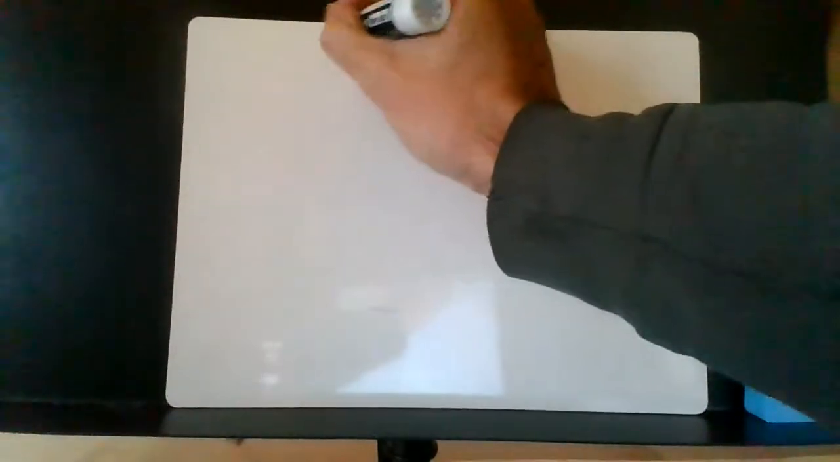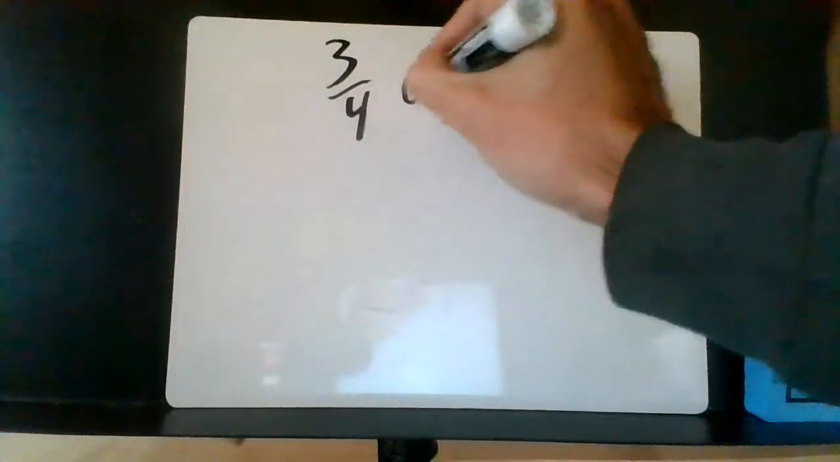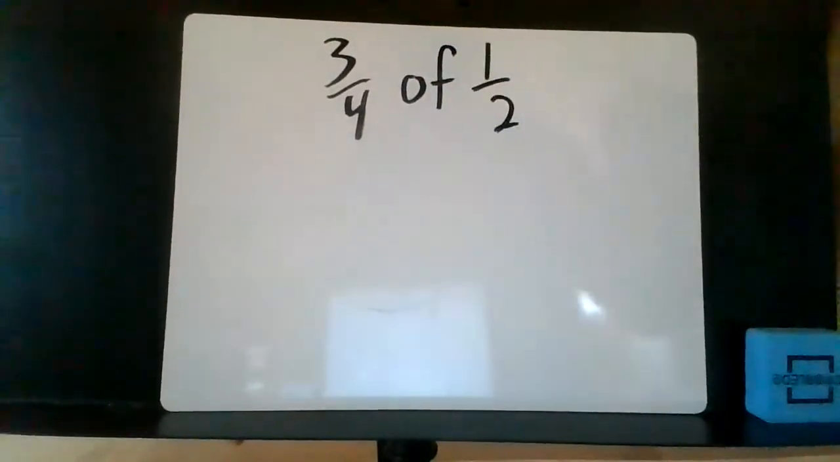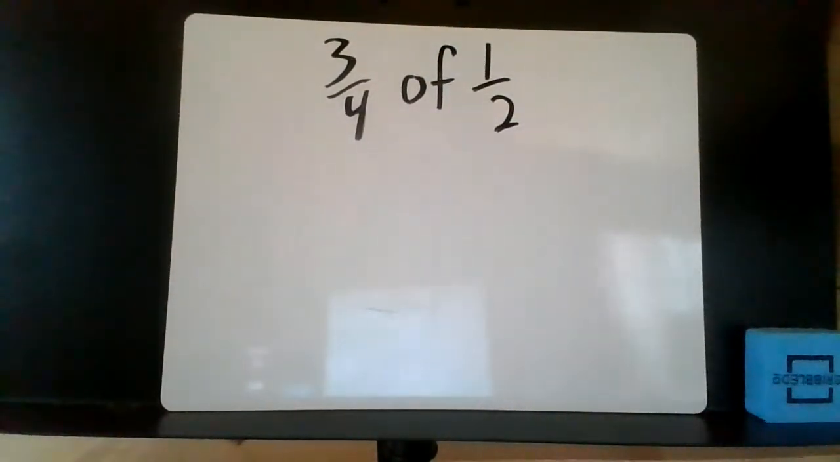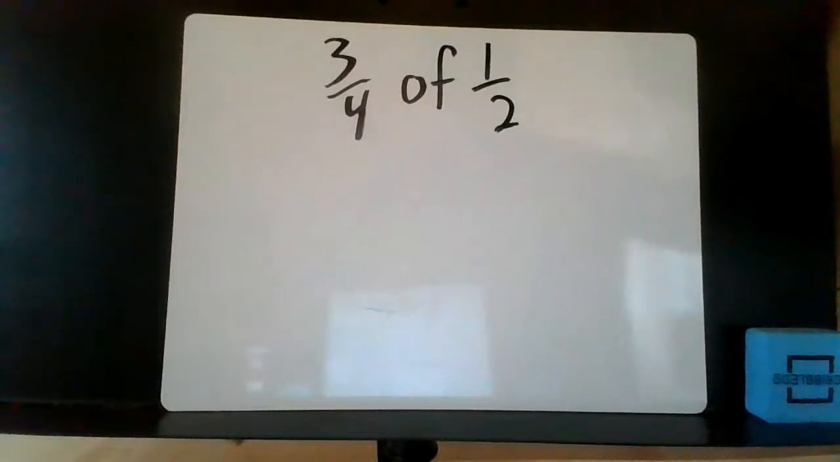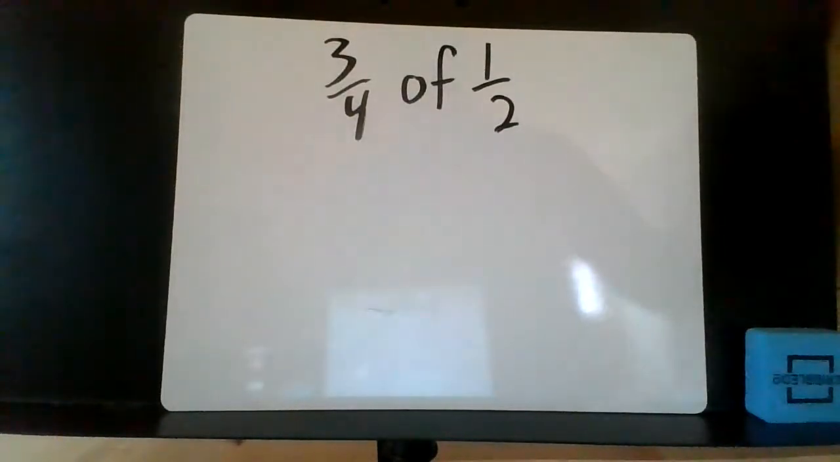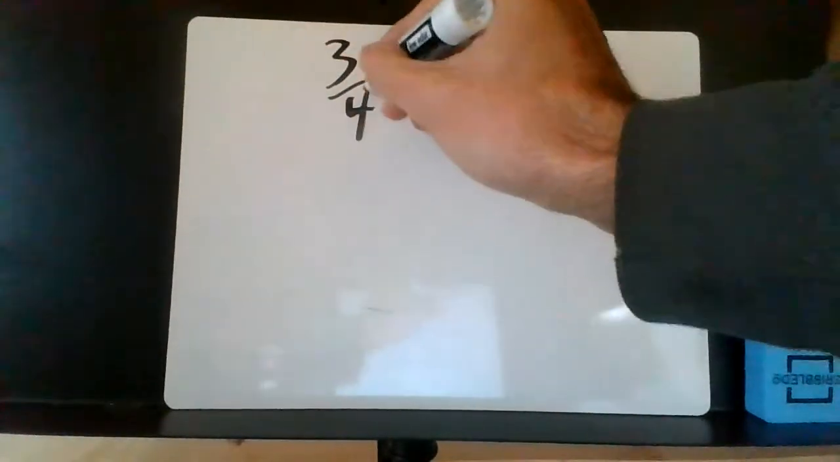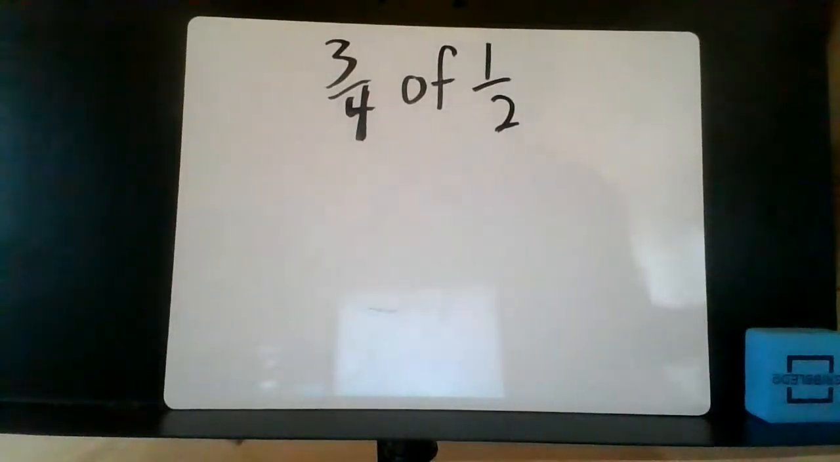And we're going to connect this back to the juice problem that we had earlier in the week. So you had to find 3/4 of 1/2 because you had half of the bottle of juice still in the bottle, and you drank 3/4 of it, 3/4 of that half. So you're trying to figure out what fraction of a liter that was, 3/4 of 1/2.